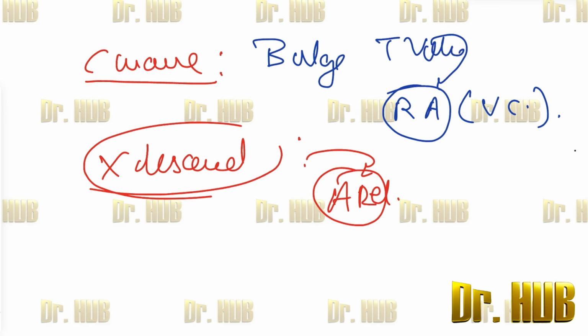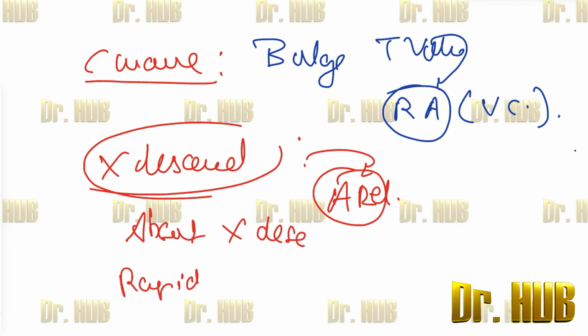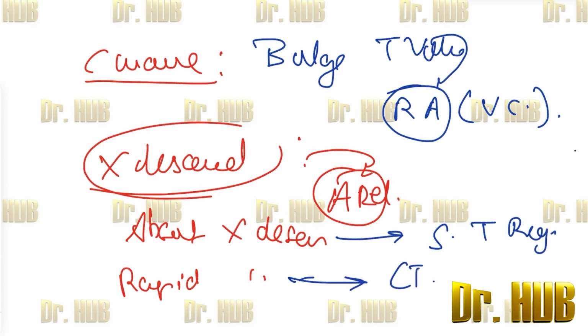So what are the abnormalities? You can have an absent X descent as well as a rapid X descent. The absent X descent is seen in severe tricuspid regurgitation, and the rapid X descent is seen in cardiac tamponade.